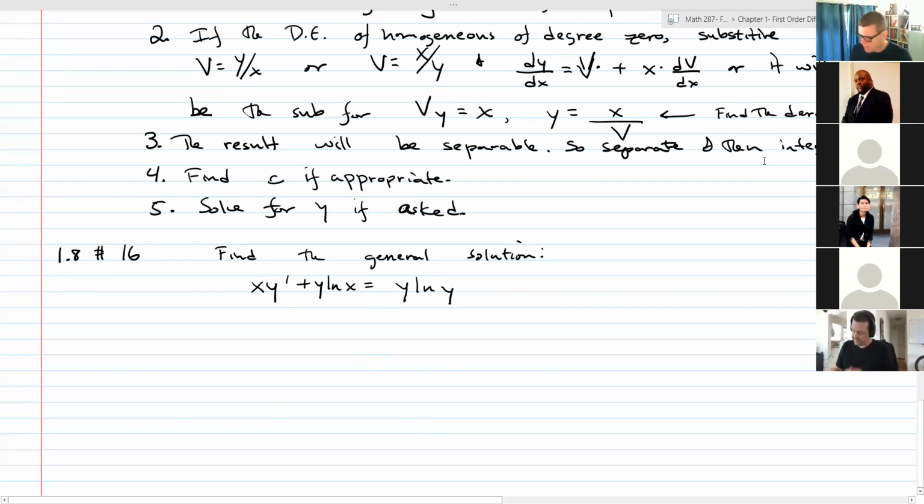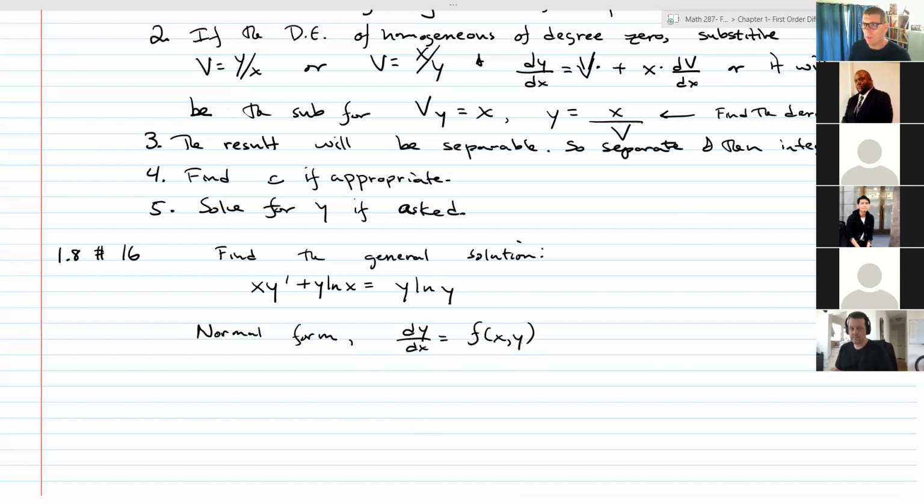If you remember what we had before, our normal form, or our standard form, was dy/dx equals some function of x and y. That's our normal look when we were looking at something that's homogeneous to degree 0. So what we basically need to do is isolate y prime. So isolate y prime.